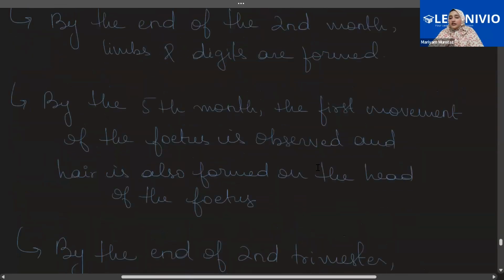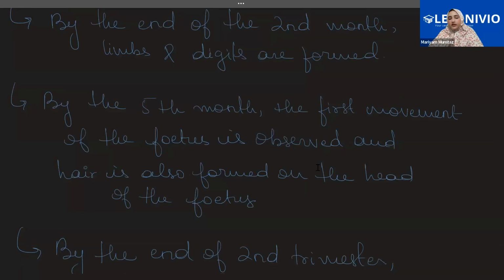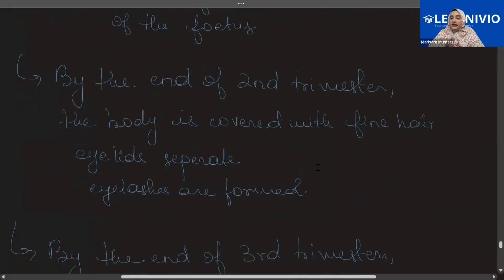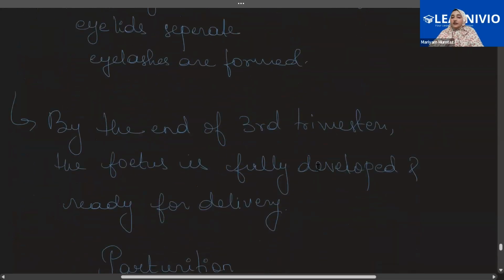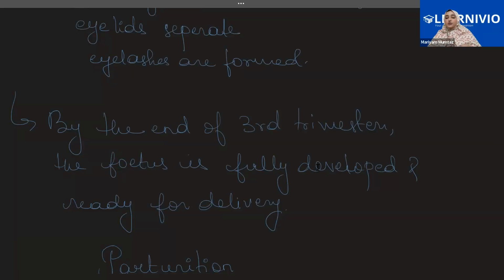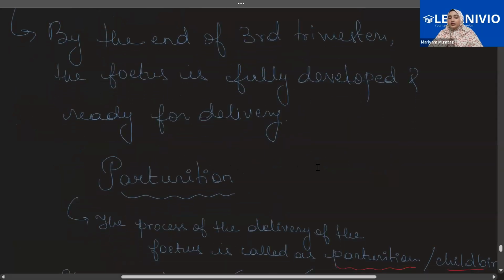And when the fifth month is completed, the fetus starts to show movement, and there is also hair on top of the head of the fetus. And when the second trimester ends, meaning the 6 months are completed, the body of the fetus will be covered with fine hair. The eyelids would separate and the eyelashes will be formed. And by the end of the third trimester, meaning when the 9 months are completed, the fetus is fully developed and ready to come out of the body of the mother.